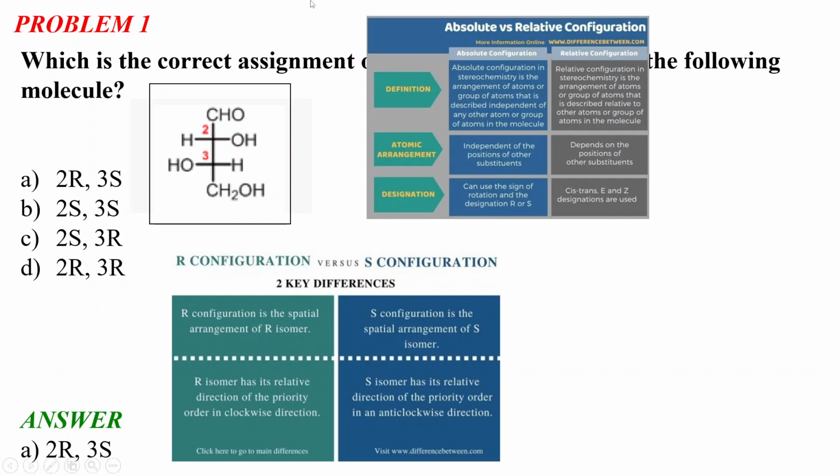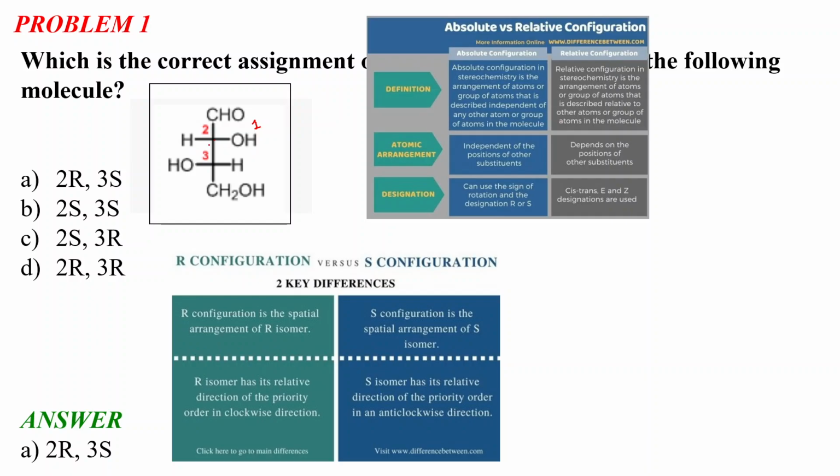So in this Fisher projection, we have to understand which one will be R and which will be S. First we need to know the priority. This is your carbon number 2. The groups attached to it are this aldehyde group, this OH group, this hydrogen, and this whole moiety. So with carbon number 2, these 4 moieties are attached. Now you have to find out the priority of these groups. Priority is based on atomic weight: this carbon is attached to oxygen, carbon, hydrogen, and this is also a carbon. Since oxygen has the higher atomic weight, priority 1 will be this OH group.